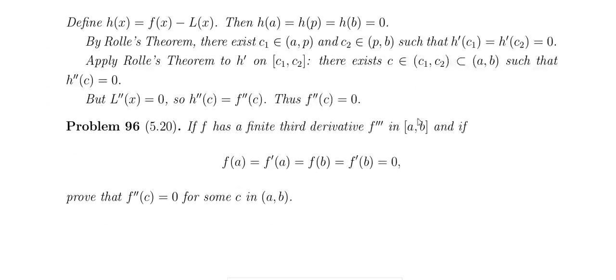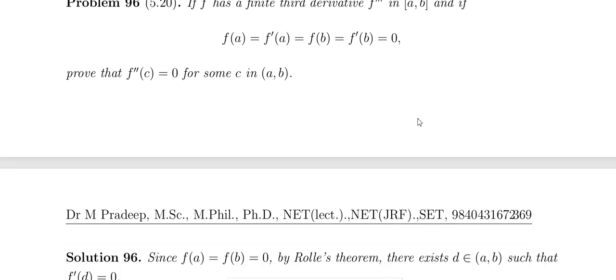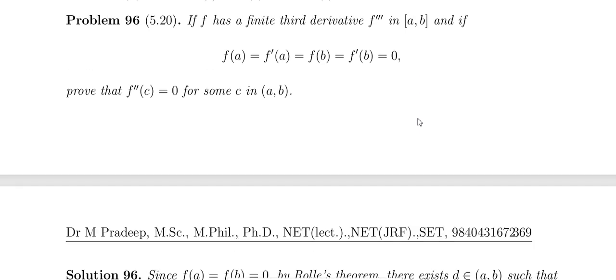You can understand what the idea is. Suppose f has a finite third derivative f triple dash in the closed interval a comma b, and f of a, f dash of a, f of b, f dash of b are equal to 0. Then the second derivative at some point c in a comma b is equal to 0.